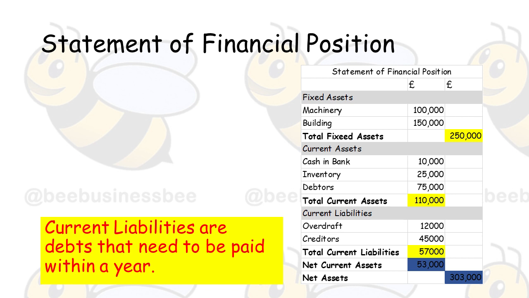And then you have information on your current liabilities, and again the word liability means people who you owe money to, and the word current means within a year. So these are debts that you've got to pay within a year. Typically you have your overdraft, then you have creditors. They are people who've given you chance to pay and time to pay, typically your suppliers.